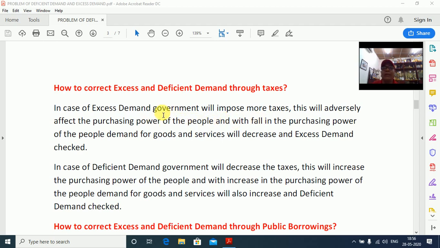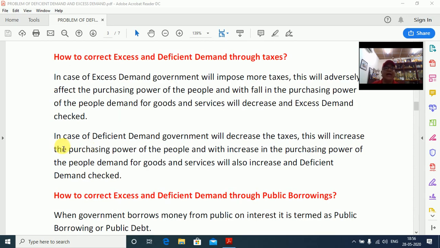So as the government imposes more taxes, it will adversely affect, meaning it will reduce the purchasing power of the people. And when their purchasing power decreases, they will demand fewer goods and services. And when there is less demand for goods and services, what will happen? Aggregate demand will come down, and as a result, you will be able to check excess demand. So by increasing the taxes, excess demand can be checked.